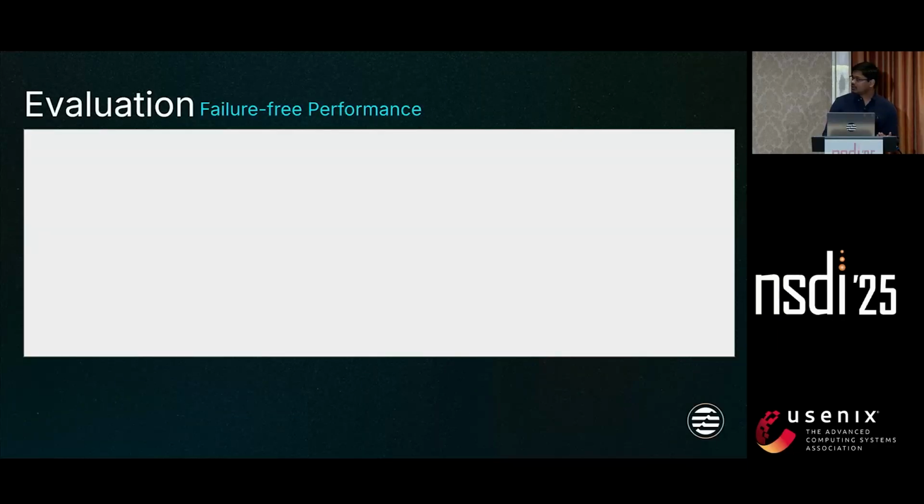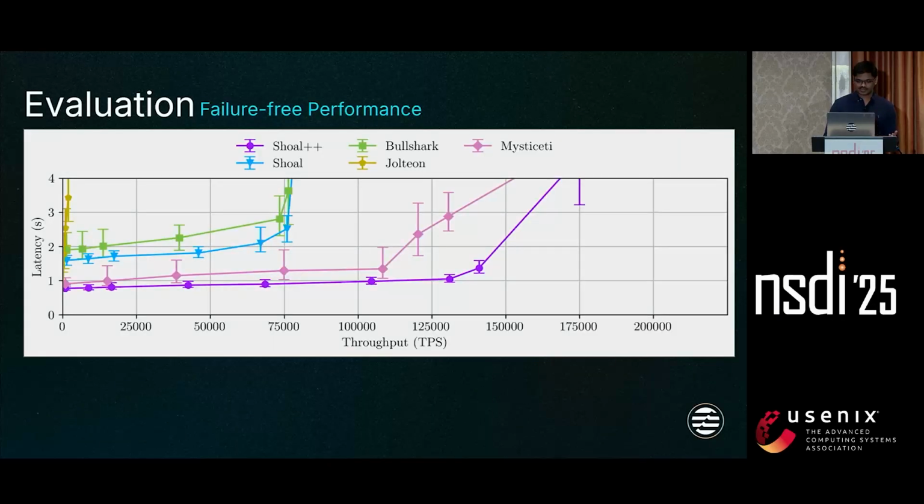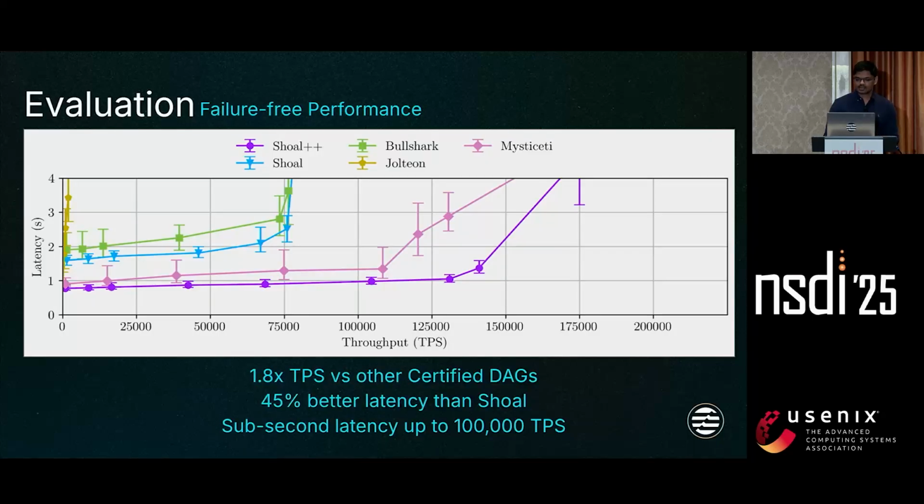First, we measure the failure-free performance in terms of throughput versus latency. What we found is that Shoal++ gives exceptional throughput, up to 1.8 times better than other certified DAG protocols. And it provides 45% better latency than Shoal, and even 60% than Bullshark. And more importantly, we achieved what we wanted to achieve, to provide sub-second latency at scalable TPS, because leader-based protocols like Jolteon already did sub-second latency, but at lower TPS. So Shoal++ is able to achieve sub-second latency at up to 100,000 TPS.